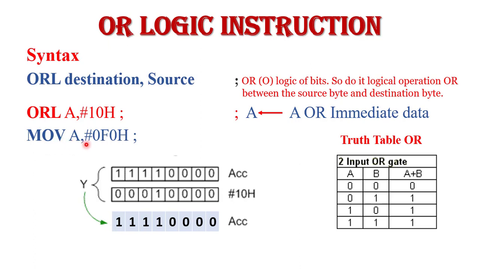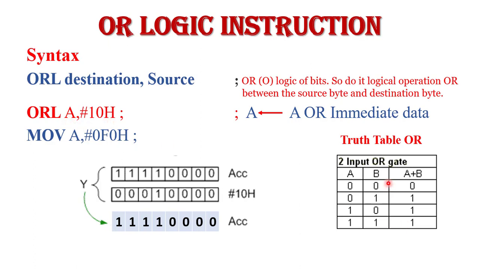MOV A, #0F0H. This instruction tells that move this immediate data or copy this immediate data into the accumulator register. After the execution of this move instruction, accumulator contains F0H value. We perform OR operation between the accumulator data and this immediate data.